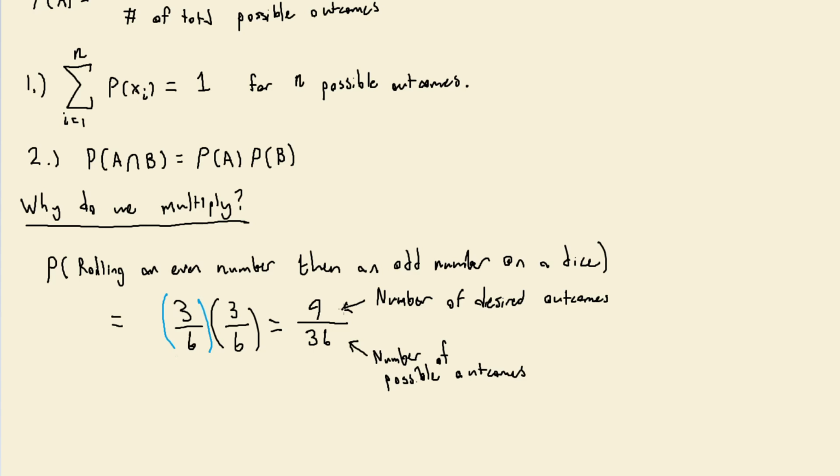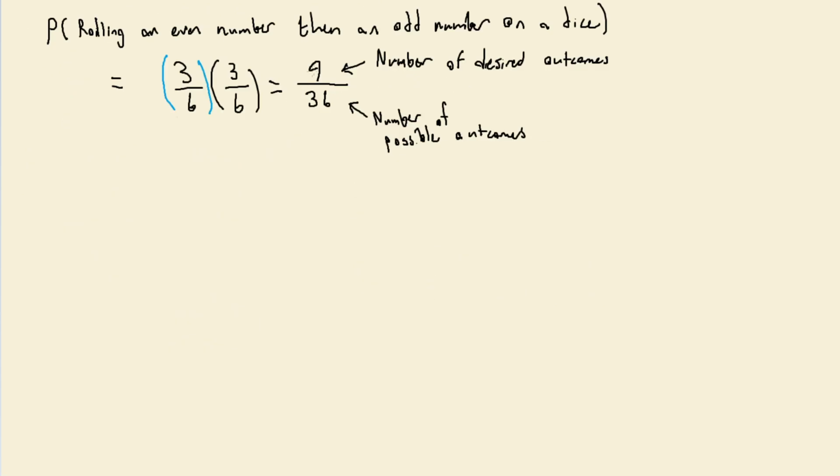And so this operation of multiplication is the only thing that allows us to keep our definition of probability consistent. It's what allows us to calculate the number of desired outcomes for 2 different events happening in succession while maintaining that number of possible outcomes in the denominator. So that's why we are multiplying probabilities together to calculate the probability of subsequent events.